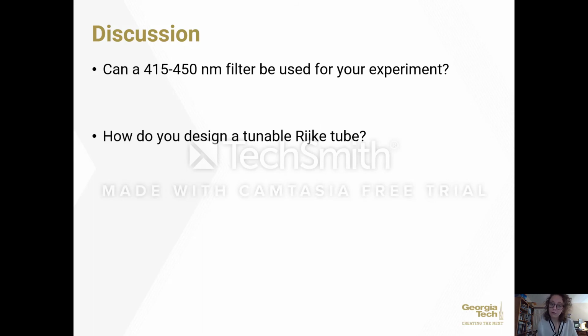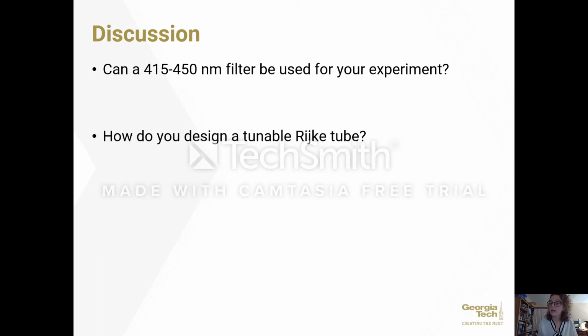Can a 415 to 450 nanometer filter be used? It depends on the intermediate steps of the reaction occurring in combustion. An interference filter that detects within the 415 to 450 nanometer range detects methane or CH products, which may not be a reliable byproduct of propane, so it may not be the best idea in this experiment.